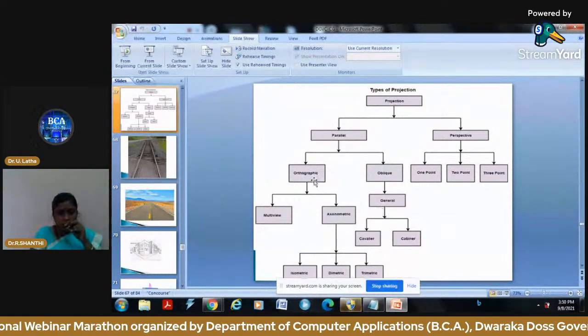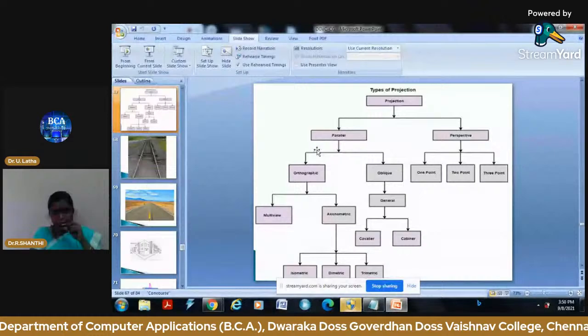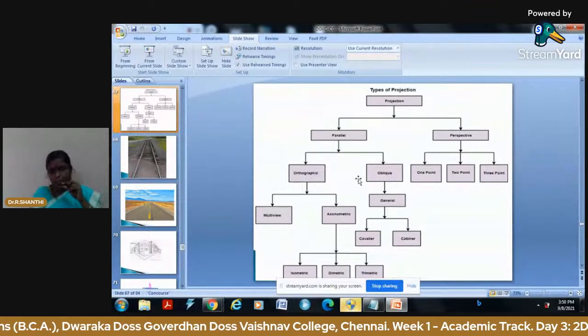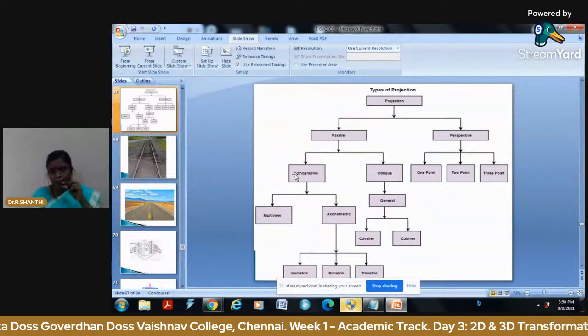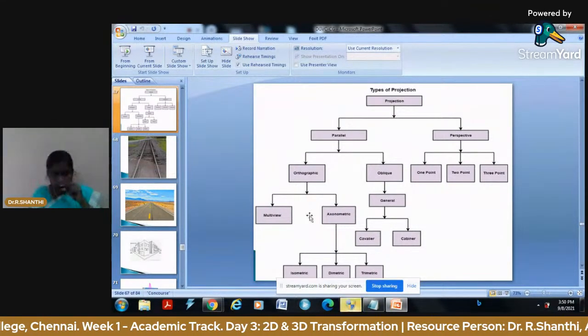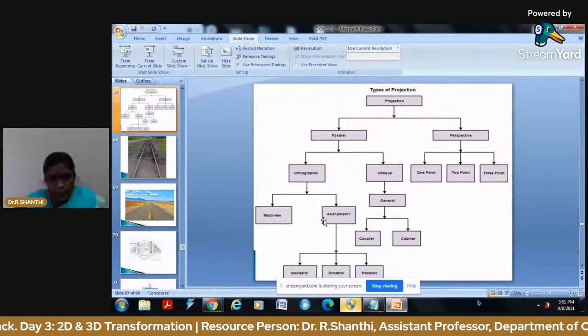Then orthographic, again, your parallel projection is split into two types, that is orthographic and oblique. Orthographic, which you call perpendicular. Here you can say it is not perpendicular. Then orthographic, again, we are splitting into multi-view and axonometric.